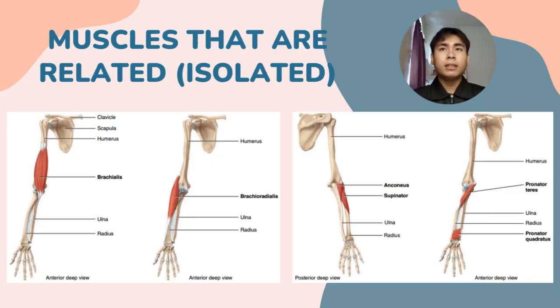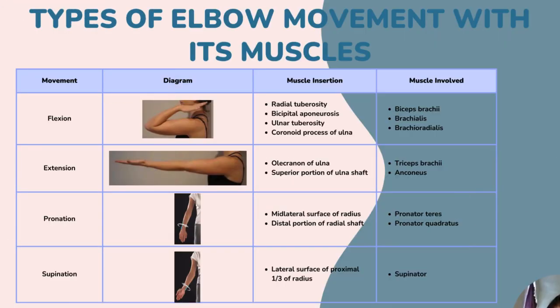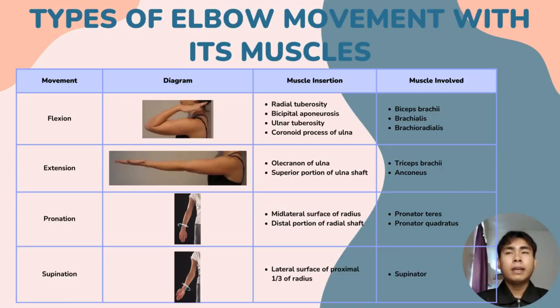So here are the muscles that are isolated: first the brachialis, brachioradialis, anconeus, supinator, then pronator teres, and lastly the pronator quadratus. Now here are the muscles involved in the movements of flexion, extension, pronation, and also supination. Flexion is the process by which our arm can be bent.